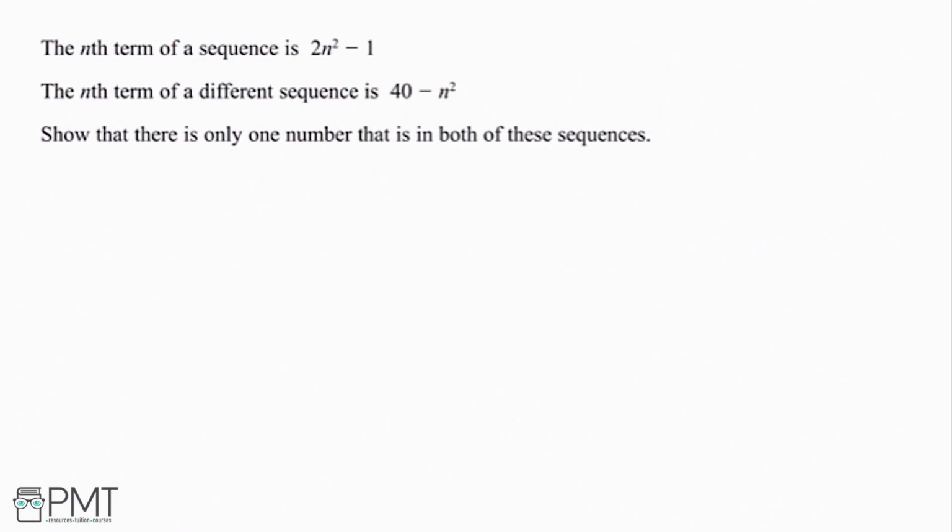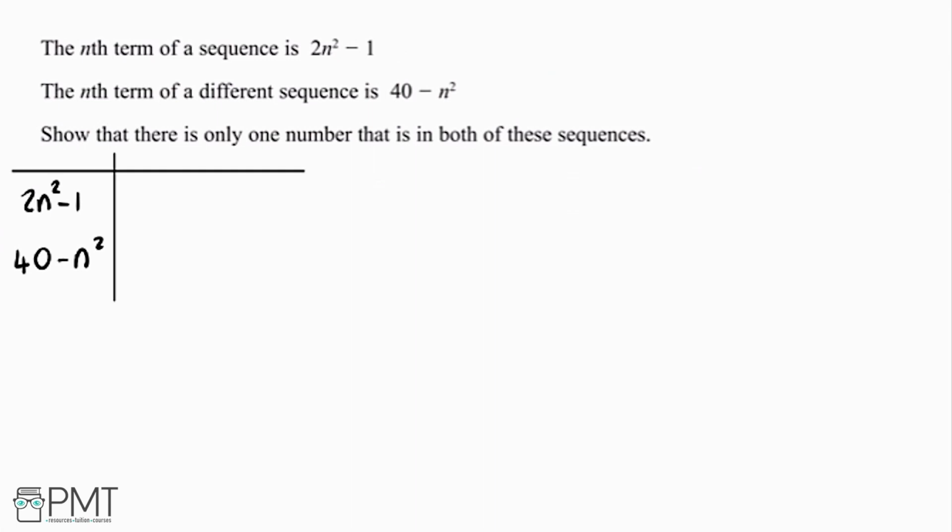The nth term of a sequence is 2n squared minus 1, and the nth term of a different sequence is 40 minus n squared. And we need to show that there is only one number that is in both of these sequences. Okay, so we're just going to do that by generating some terms. So we've got 2n squared minus 1 and 40 minus n squared.